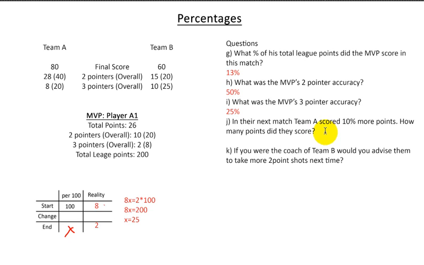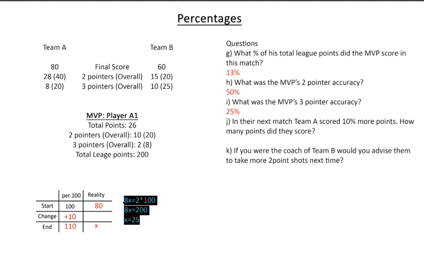Next, we have: in their next match, Team A scored 10% more points. How many points did they score? So what that means is that right now they scored 80. In their next match, I don't know how much they scored, so this is my unknown. I need to remove it from here. What I do know is that they scored 10% more. So that means that they scored basically 110% of this game. Compared to this game, this is 110%.